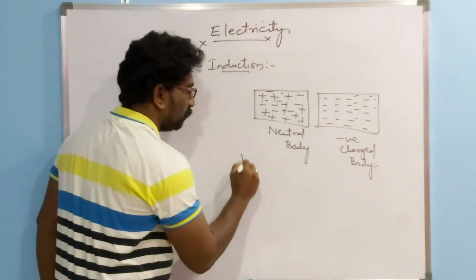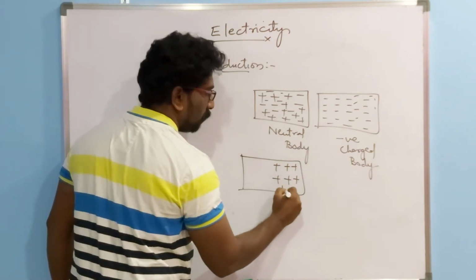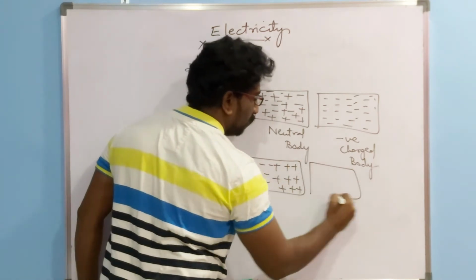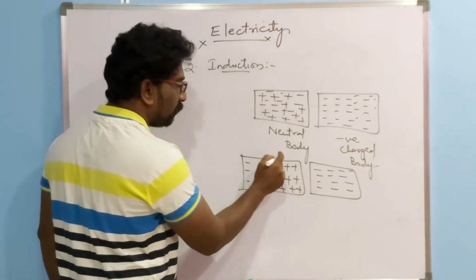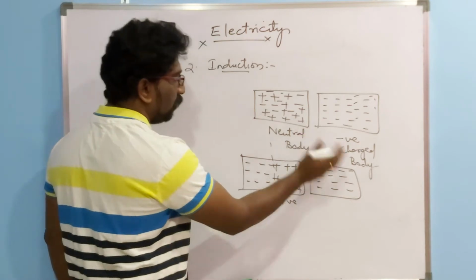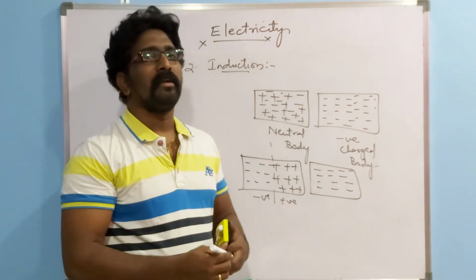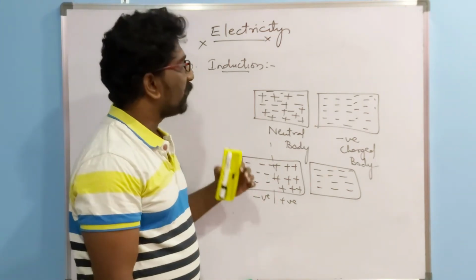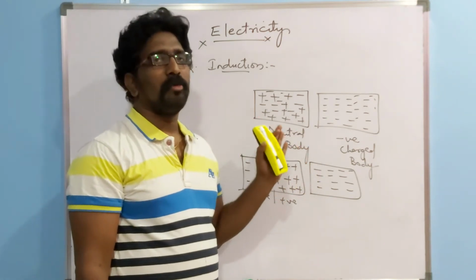It means now your diagram will become like this. So this is what happens here. Now this part will act as a positively charged body and this is a negatively charged body. So this is how a particular neutral body is transformed into a charged body. This is one type of electrification method. In induction, there will be no contact between the neutral body and the charged body.